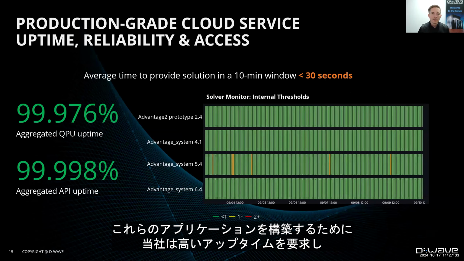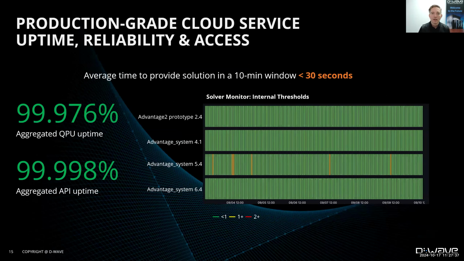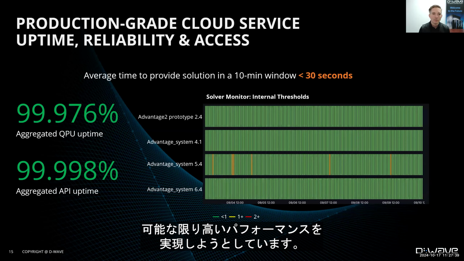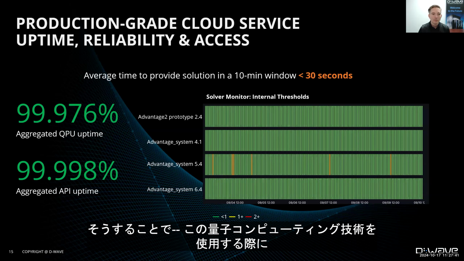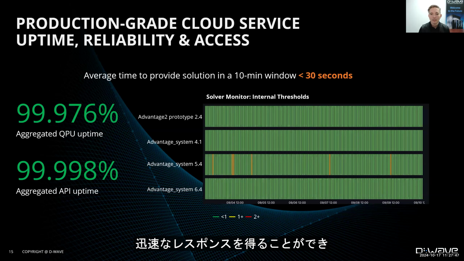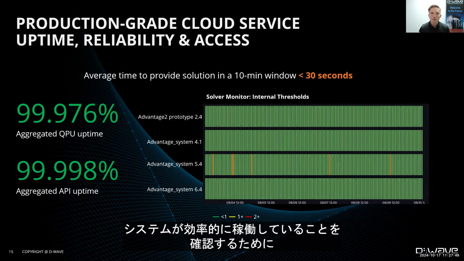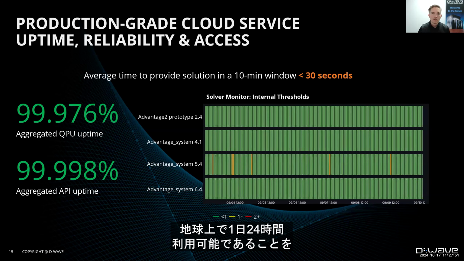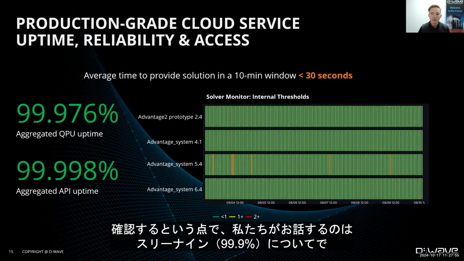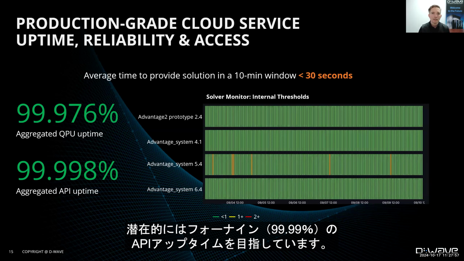And in order to build these applications, we're really pushing for high uptime, trying to be as performant as possible, so that we're talking about 3 nines, and looking at aggregated API uptime of potentially as high as 4 nines, in terms of making sure that when you're using this quantum computing technology, you're getting quick responses and that your systems are available 24 hours a day around the planet to make sure that they're operating effectively.